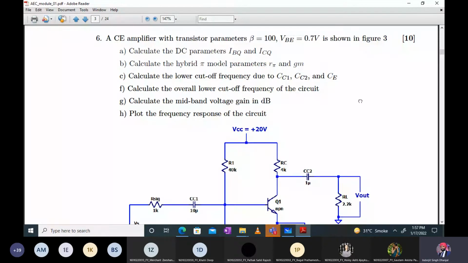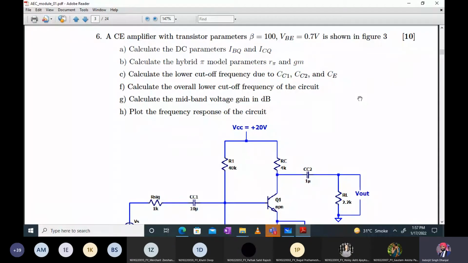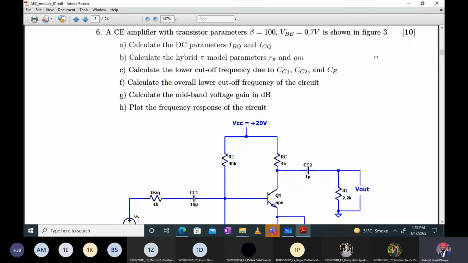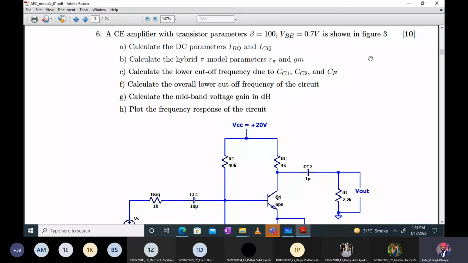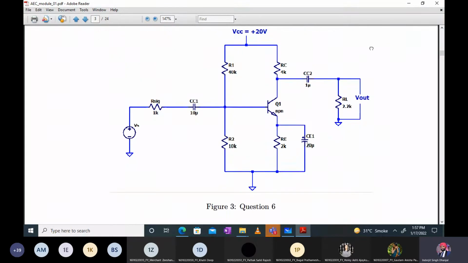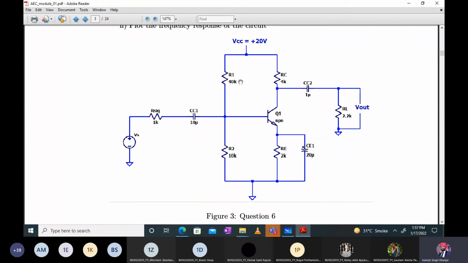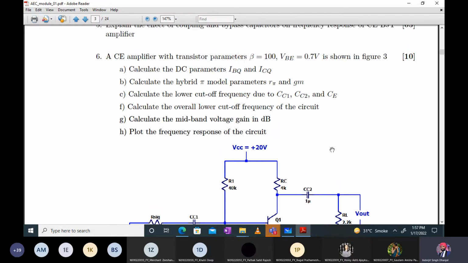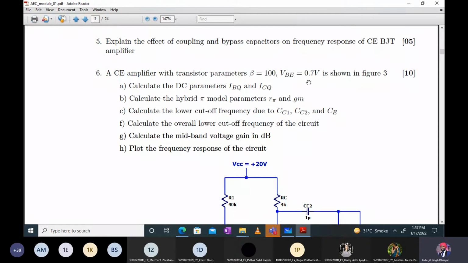Okay. So this is the numerical in front of you. We'll solve a part of it today, and I guess partly we can solve it next time. So what they are asking is a common emitter amplifier is given to us over here. R1, R2, RC, RE, CC1, CE and CC2 values are given to us. RC and RL values are also given, and the beta and VBE values given.